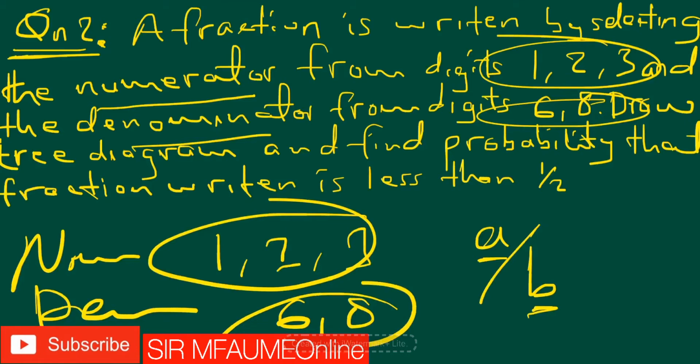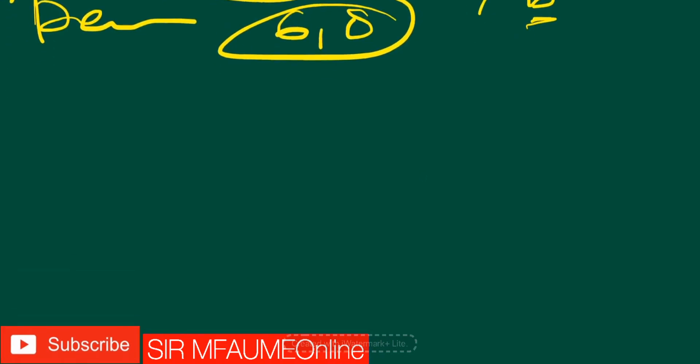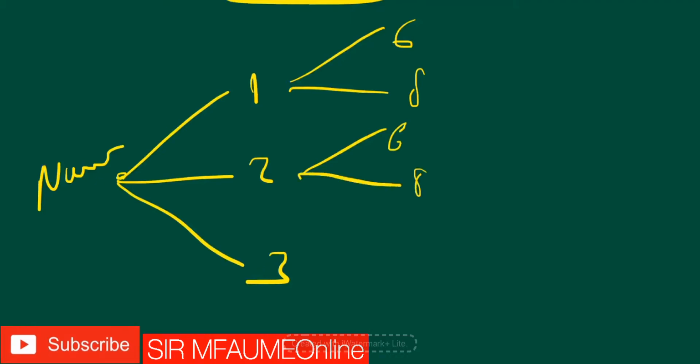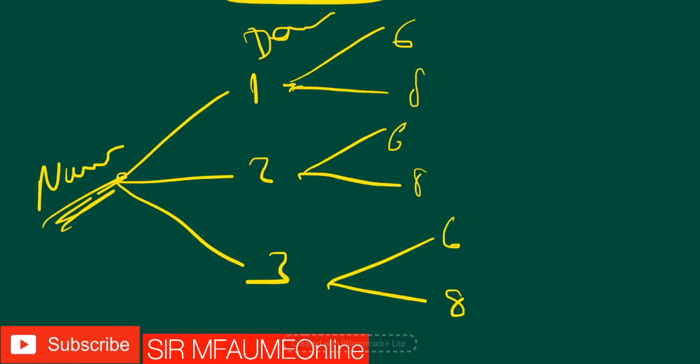Okay, let us present it. Now it will be as follows. The first one is supposed to be the numerator. This is the numerator: 1, 2, 3. This is what we call a numerator: 1, 2, 3. But after that we also have a denominator. Our denominator is 6 and 8, don't forget. So it will be 6 or 8. This is what we call the denominator. So we have the numerator here, and also we have the denominator here.